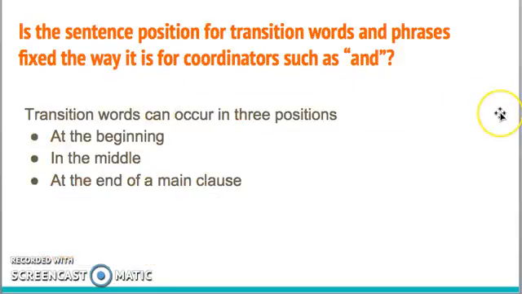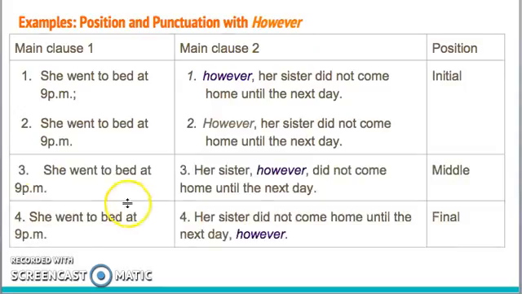So, is the sentence position for transition words and phrases fixed the way it is for coordinators such as and? Transition words can occur in 3 different positions: at the beginning, in the middle, and at the end of a main clause. So, for example, transition words and phrases, again, can occur in 3 positions, as you can see here: at the beginning, the middle, and end of a main clause.